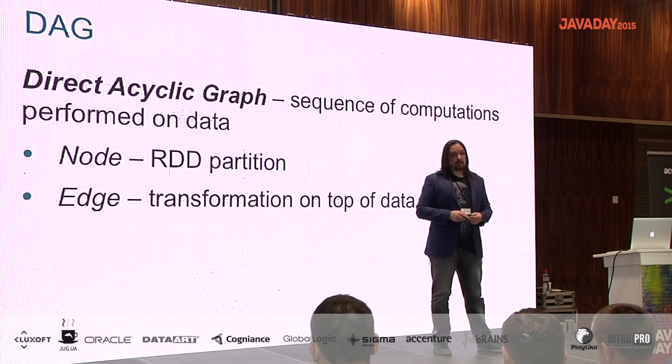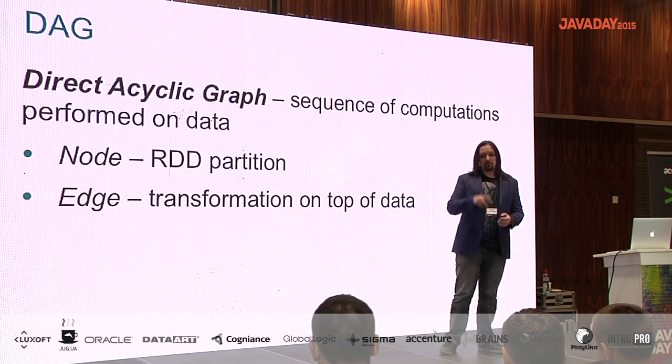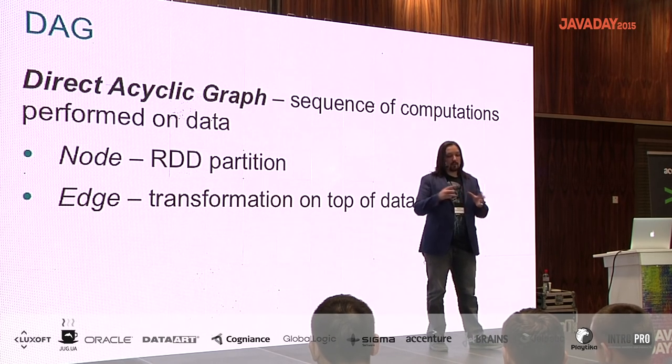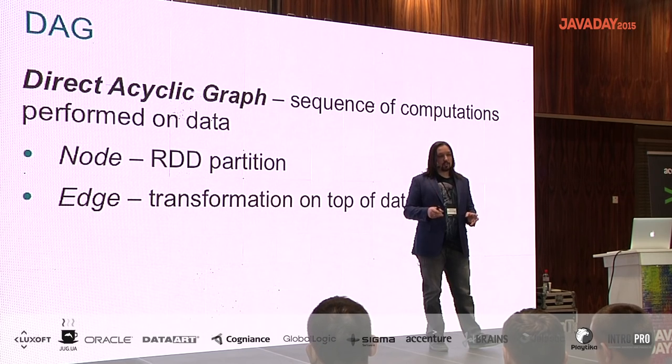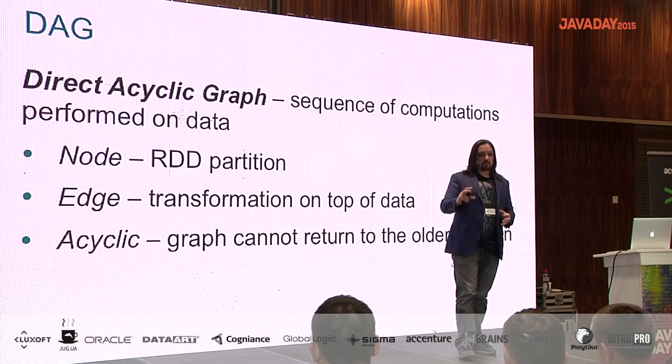Each edge is a transformation on top of the data. As I told you, you get a number of RDDs created from one another, and when you execute actions, Spark starts to build an execution graph. And each edge is a transformation that is really executed. It is acyclic. It means that each of the partitions is not mutable.